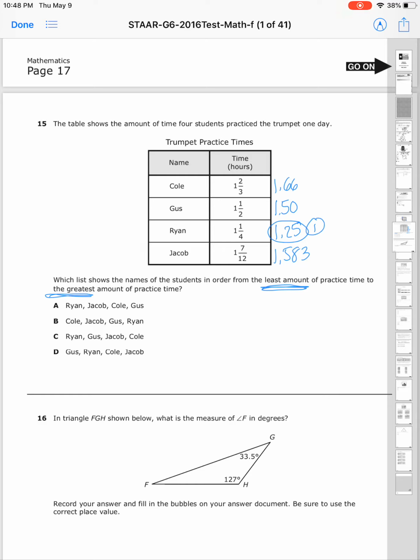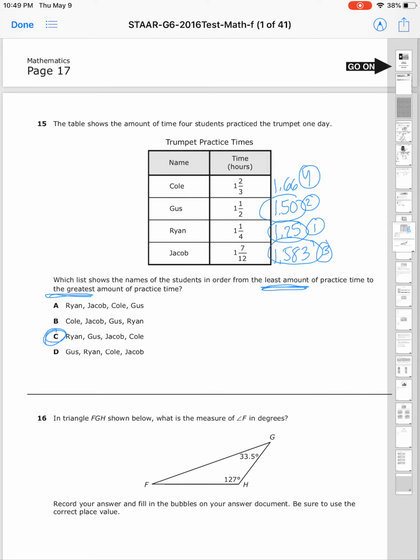So from least to greatest would be good old Ryan, he's number 1. And then the next would be Gus, which is number 2. The next would be Jacob, number 3. And then last but not least, Cole, number 4, which is C. And remember, the way that I got all of these decimals, I just did Tebow, top in, bottom out. Top in, bottom out. I cannot forget that.